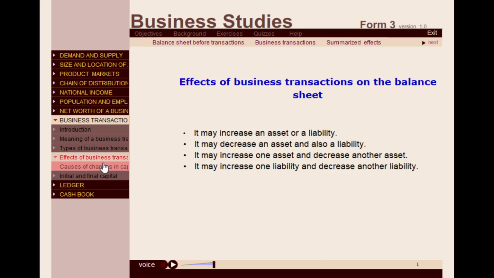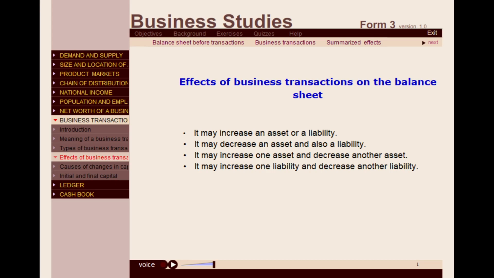Effects of business transactions on the balance sheet. The balance sheet comprises assets, liabilities, and capital. Whenever cash or credit transactions take place, they may affect assets, liabilities, or capital of a business. This therefore means the balance sheet of a business and the transactions that take place are directly related.